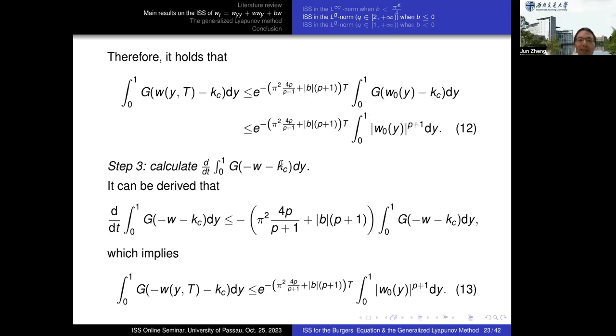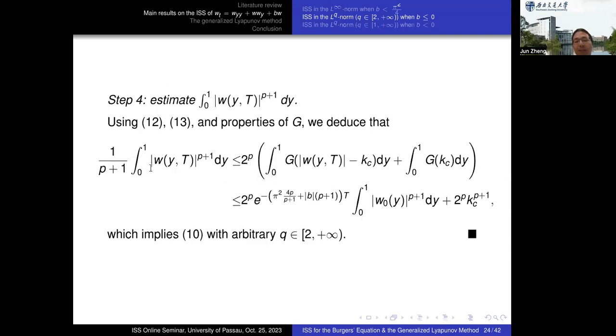Similarly, we would like to calculate the derivative of the integral of capital G of W minus Kc and obtain this differential inequality. So we can apply the exponential stability of this functional. Then, combining these two estimates, we can obtain that the functional of W can be controlled by this one. And we use properties of capital G again to obtain this estimate. This estimate is determined by the initial data and Kc.